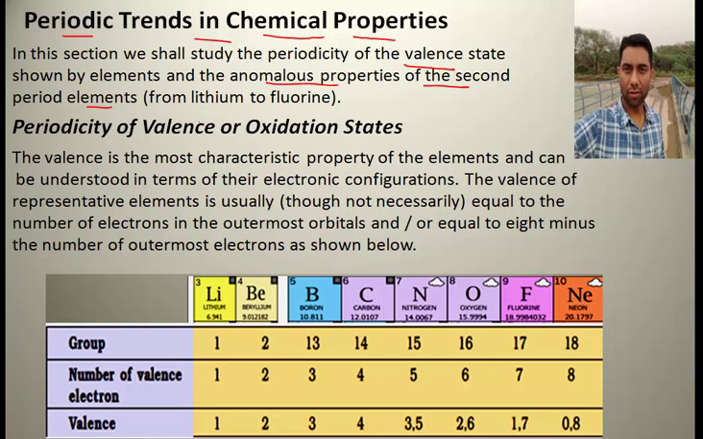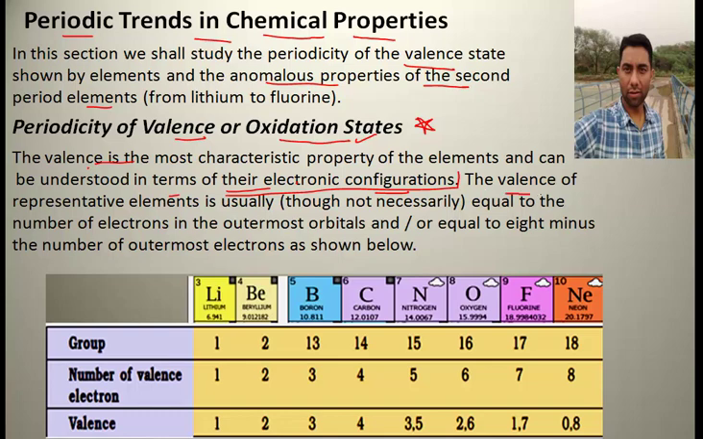Okay, so starting with the first one, that is periodicity of valence or oxidation state. This is very important. The valence is the most characteristic property of the elements, and can be understood in terms of their electronic configuration. If you know the electronic configuration, then with that we can relate almost all the properties, particularly your chemical properties.